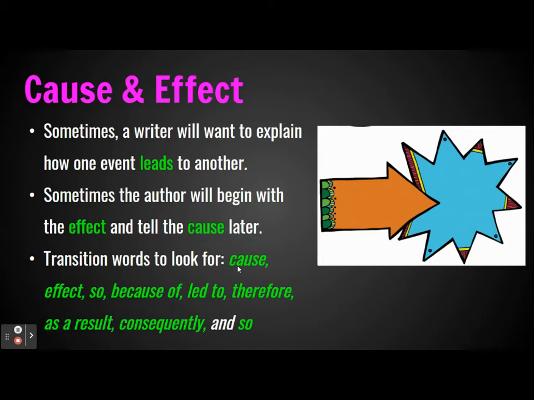Finally, the transition words to look for are cause and effect. So, because of, led to, therefore, as a result, consequently, that's a good word. That means like an effect. And the last one is so. I know I have so up there twice. Go ahead and write it twice. It's okay if you have it twice. Pause the video, make sure you've got all your blanks filled in, and then we're going to look at the tiny text.